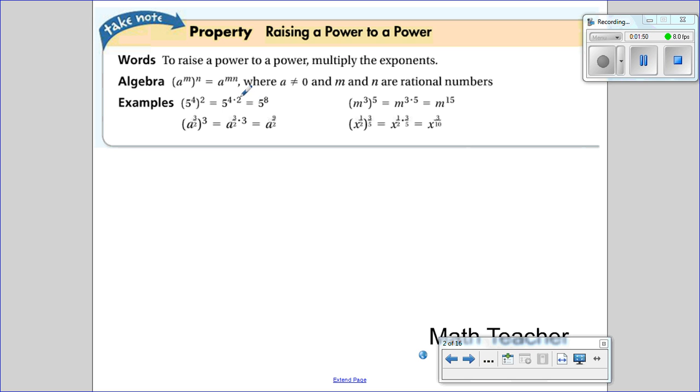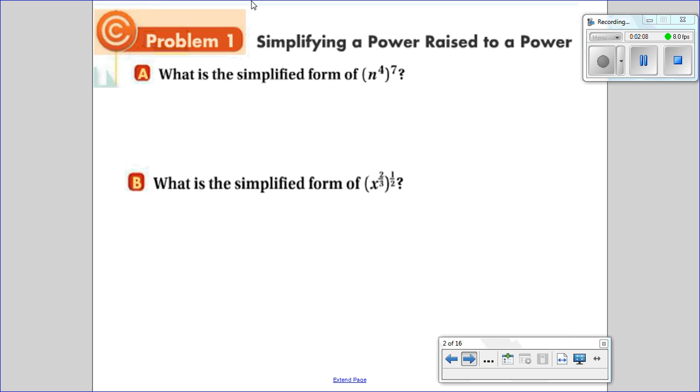So here are a few examples. 4 to the second power, and just take 4 times 2 is 8. 3 times 5. Fractions, it works the same. So you take 3 halves times 3, you get 9 halves. 1 half times 3 fifths. Remember, you're just multiplying across. 1 times 3 is 3. 2 times 5 is 10. 3 tenths. Okay? So the way this works, n to the fourth raised to the seventh power would just be 4 times 7, or n to the 28th power.